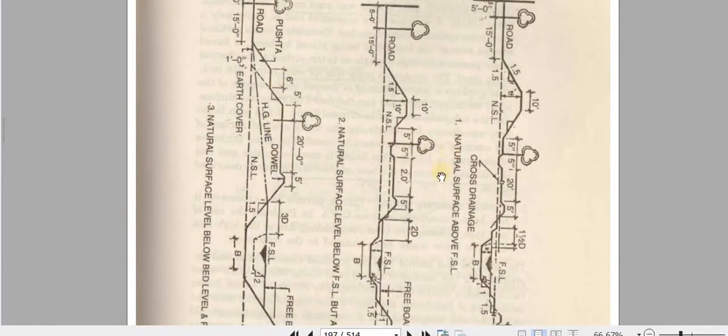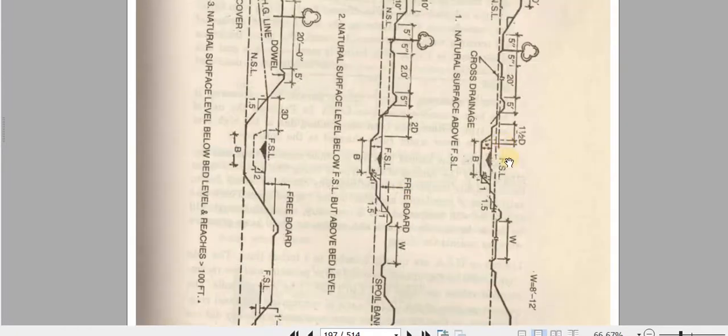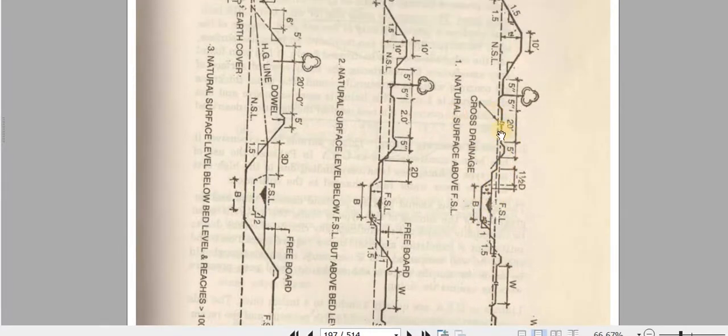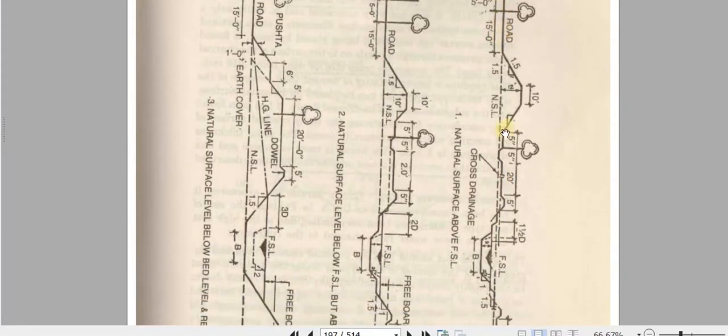For example, the first case, natural surface above full supply level. You can see this is the full supply level. This is the main canal boundary. This is the bed width of the canal. Here we have a cross drainage structure, any other canal, and here we have a road. The road surface is higher and the water level is below. The natural surface is above the full supply level. This dash line is of the road, and that is higher than the water level.